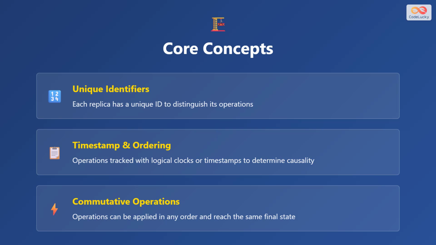CRDTs rely on three core concepts. First, unique identifiers. Each replica has a unique ID so we can distinguish operations from different sources. Second, timestamps and ordering. Operations are tracked with logical clocks or timestamps to understand causality and which operation happened first. Third, commutative operations. This means operations can be applied in any order and still reach the same final result. Order doesn't matter because the result is the same.